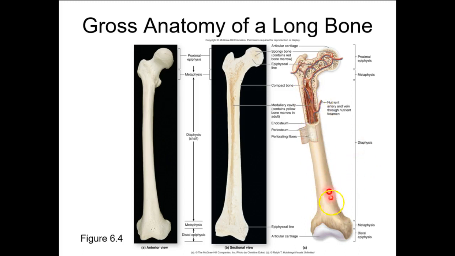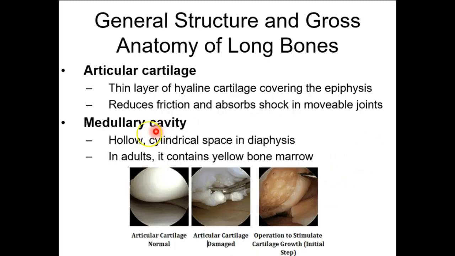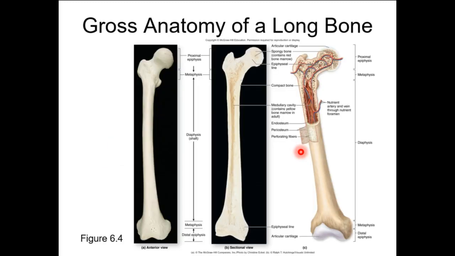So within your long bones in the diaphysis, you have a medullary cavity, and that's a semi-hollow, semi-cylindrical space in the diaphysis. In adults, you're going to have yellow and overall red bone marrow. Red bone marrow is where your blood cells come from. Yellow bone marrow is going to store fat. We have fat in our bones.